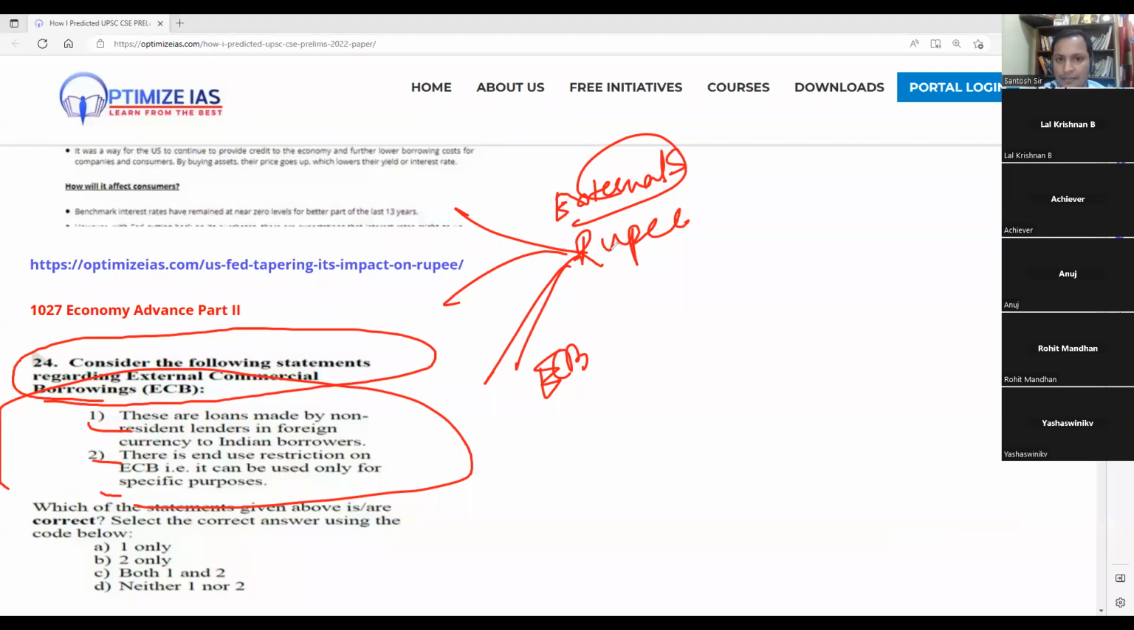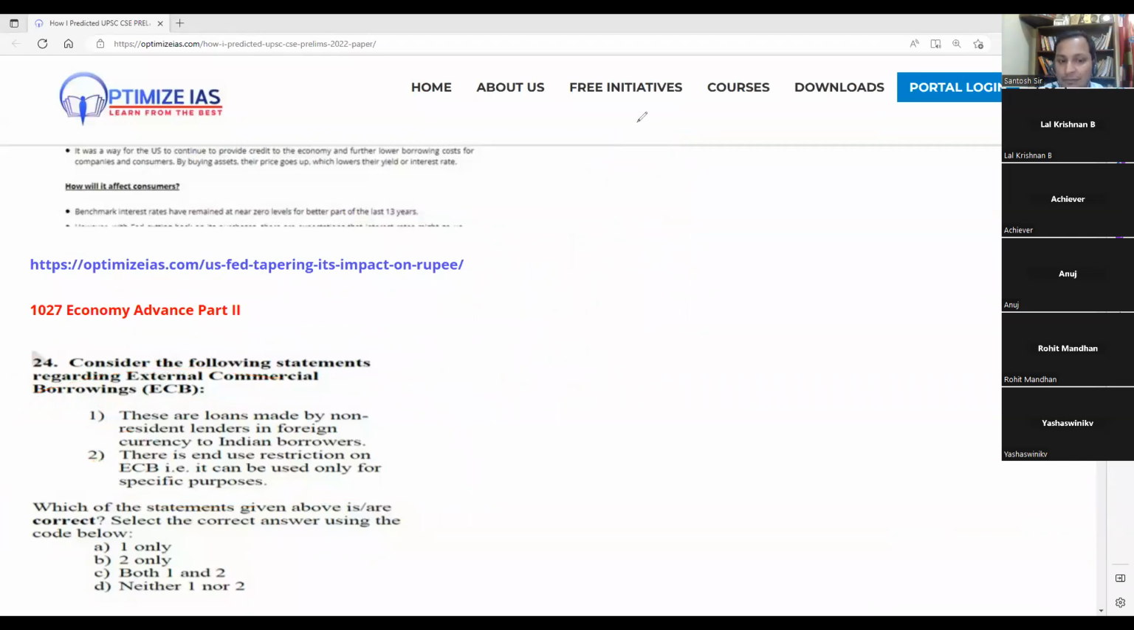Guys, are you getting this point? So what we have to do is pick the themes which are important and brainstorm what all dimensions we need to prepare on that. I hope you are getting that point.